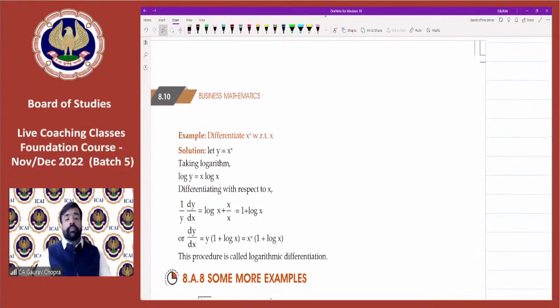Now comes the question having the properties of logarithm. In some questions we have to use the property of logarithm. Let's say we have to differentiate x to the power of x. So we have y is equal to x to the power of x. We have learned the formula for x to the power of n or a to the power of x, but not for x to the power of x. Here both are variable, one power is a variable.